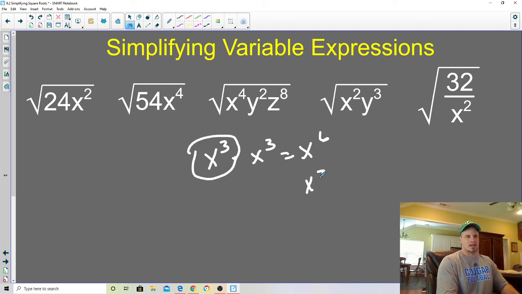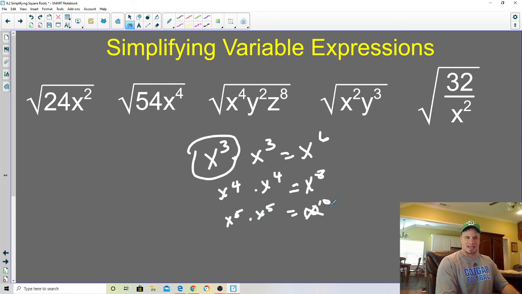Okay, same way, let's look at x^8. That's x^4 times x^4. x^8 is a perfect square. The square root of x^8 is x^4. It's basically the square root is just half of the exponent. And you could do the same thing with x^10. x^5 times x^5 is x^10. So x^10 is a perfect square. The square root is x^5.